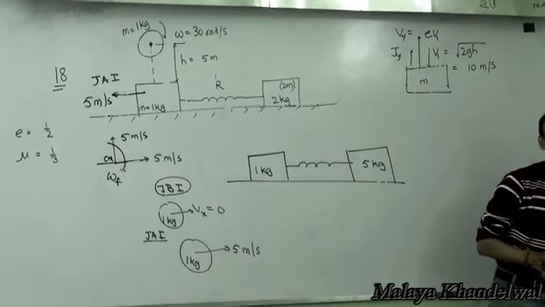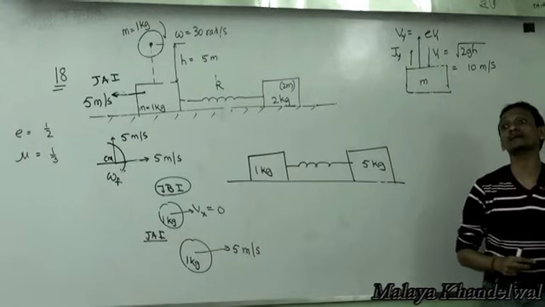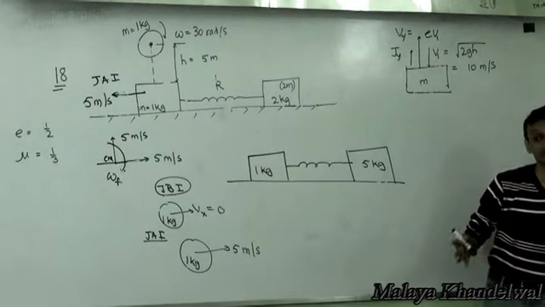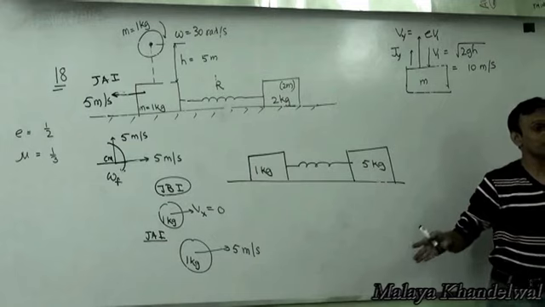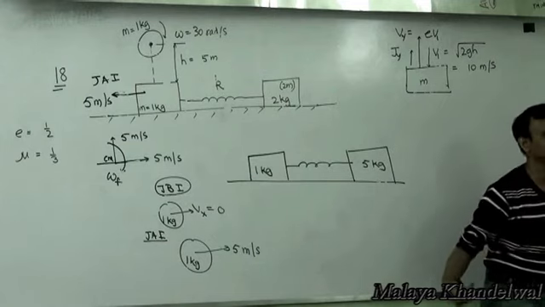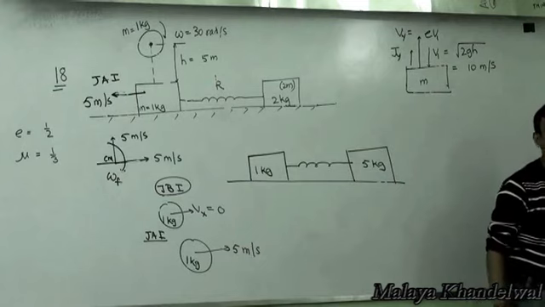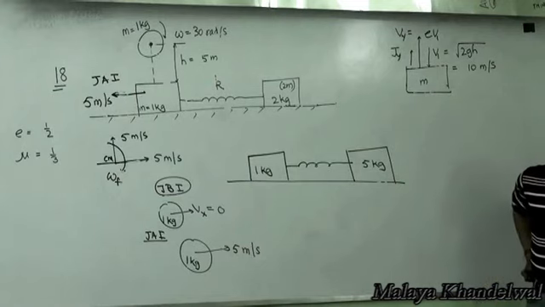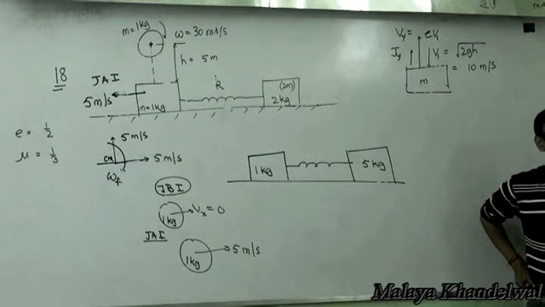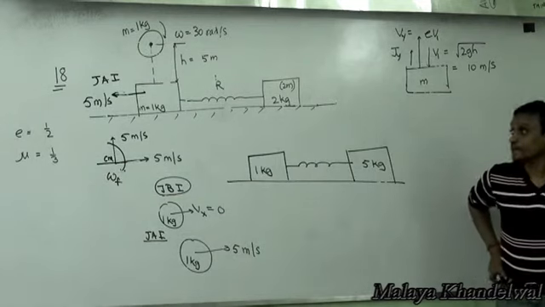And we could preserve linear momentum horizontally because there was no external force acting horizontally. Friction was there, but that was mutual and internal. It did not produce any net change in linear momentum of the system. Now, are you all okay with this?